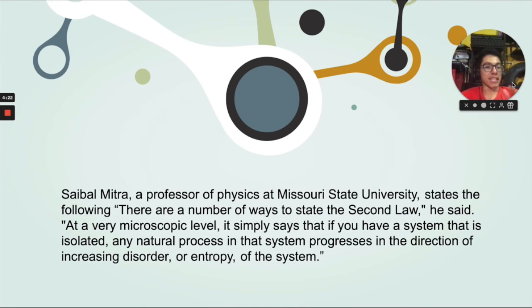So I found a statement by a professor of physics at Missouri State University. His name is Arevalo Mitra. So he states the following. There are a number of ways to state the second law. He said, at a very microscopic level, it simply says that if you have a system that is isolated, any natural process in that system progresses in the direction of an increasing disorder, or entropy, of the system.